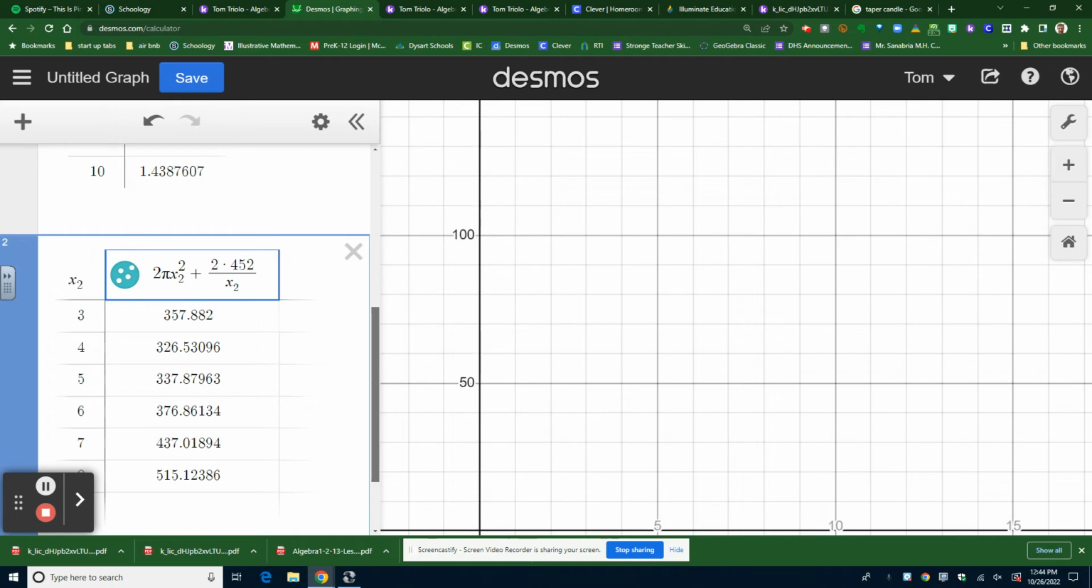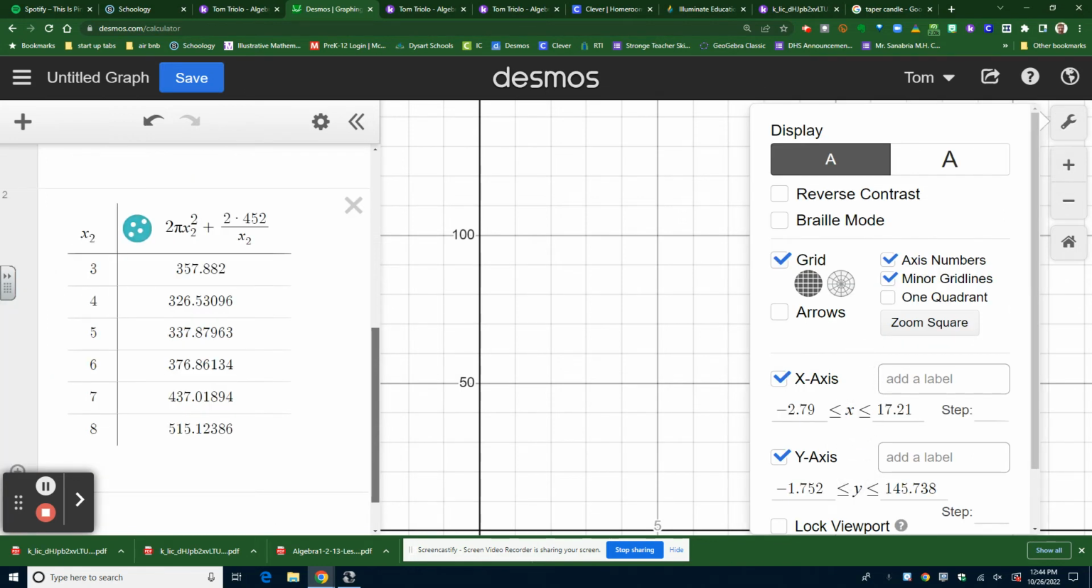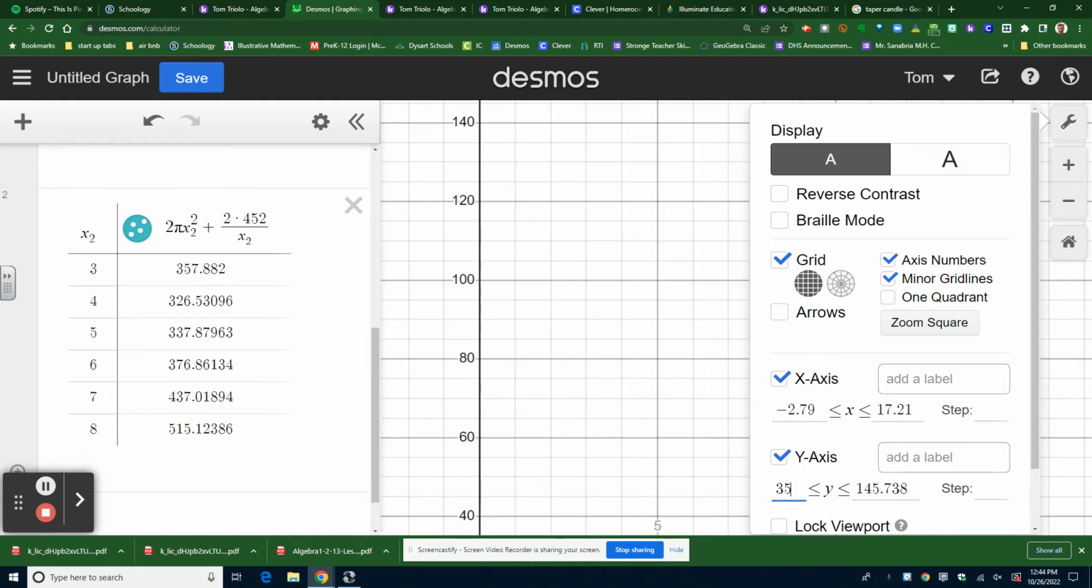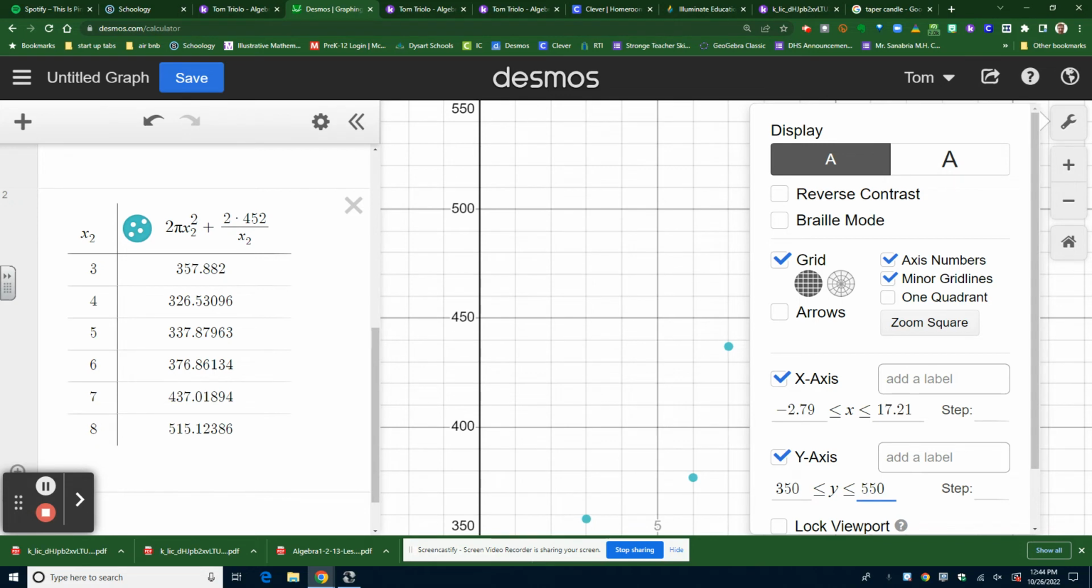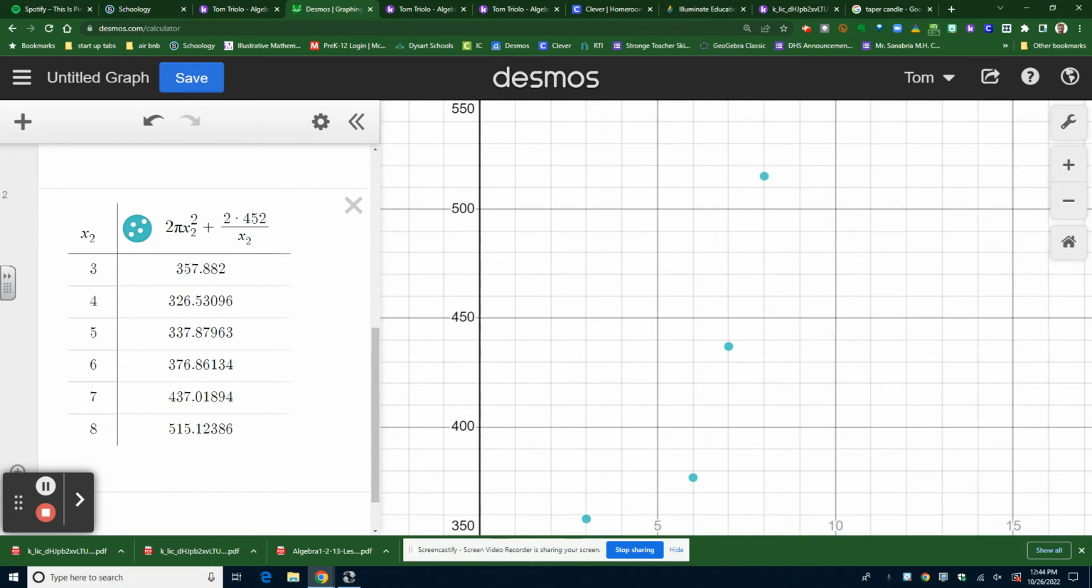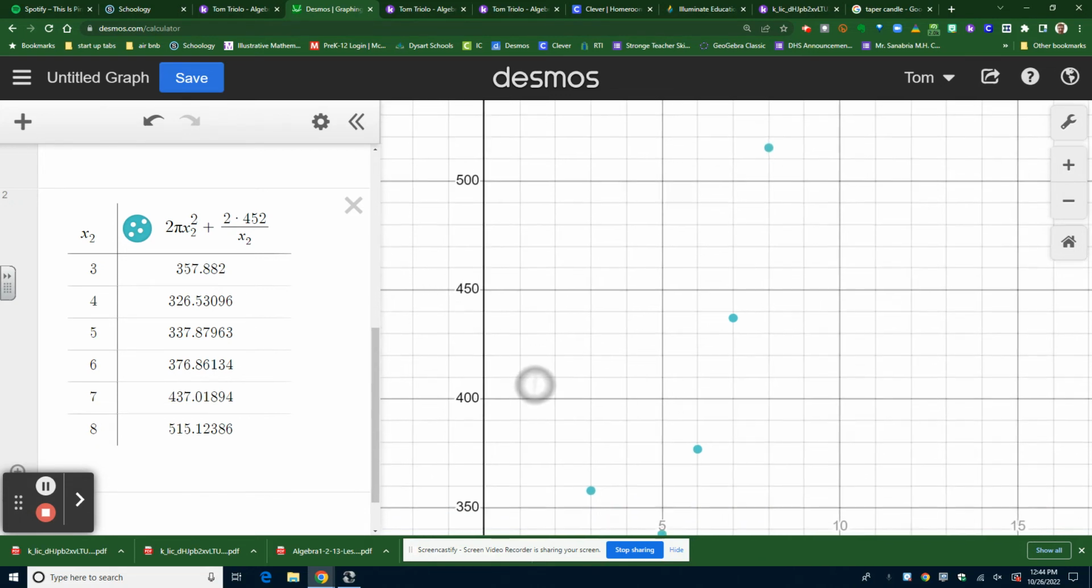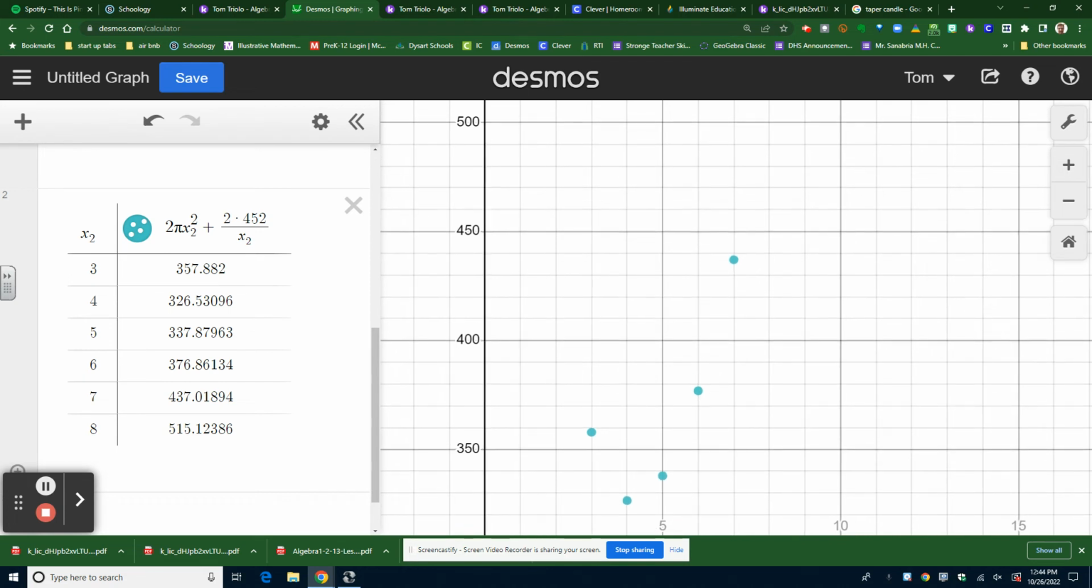Look at that. It's a lot of numbers, but it looks a little bizarre. So let's change our window so we can see these. We need to go from like 350 to 550 on my y's, just so I can see those numbers. It's kind of interesting. It dips down and then goes up.